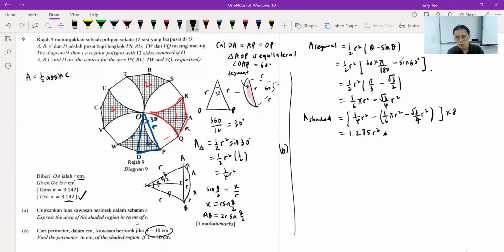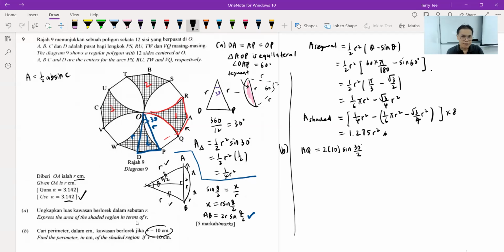Although this is not a chord, we can apply the same thing because these two are equal in length. It's an isosceles triangle. Let me just leave it here first, but this is not part of your answer. I'm just showing you how we derive this formula. So if you want to find the length of DP or AQ, DP is the same. It is 2R, your R is 10, sine theta over 2. Your theta is 30, half of it is 30 over 2. So that's the length of AQ.